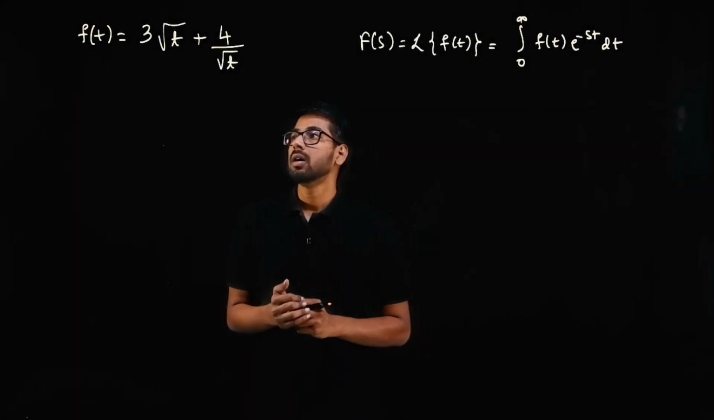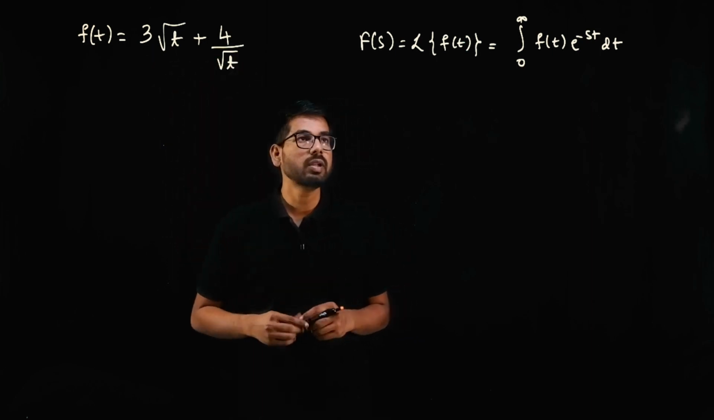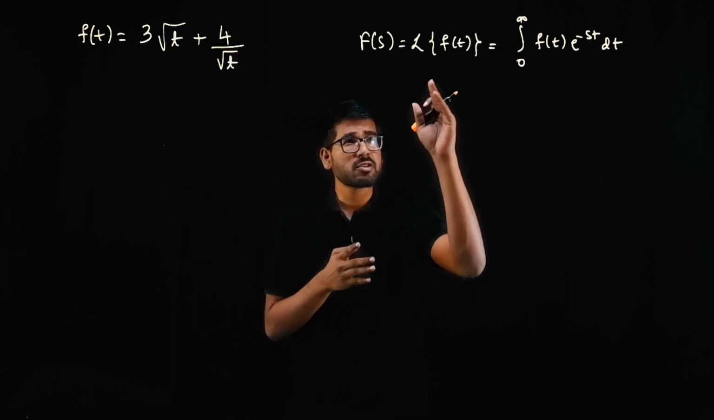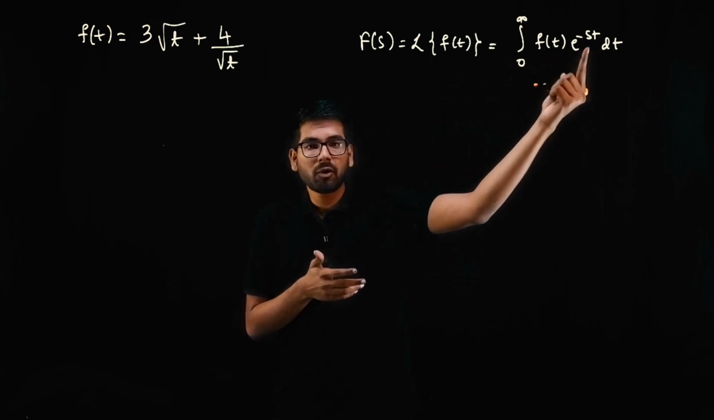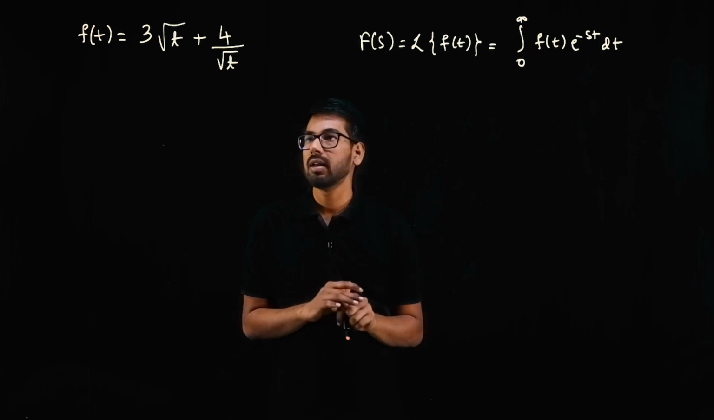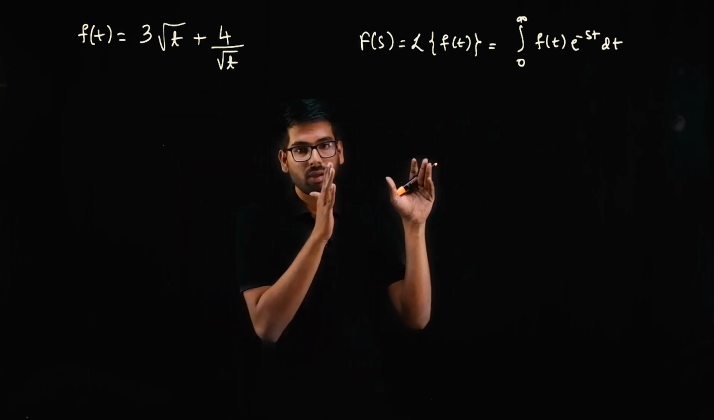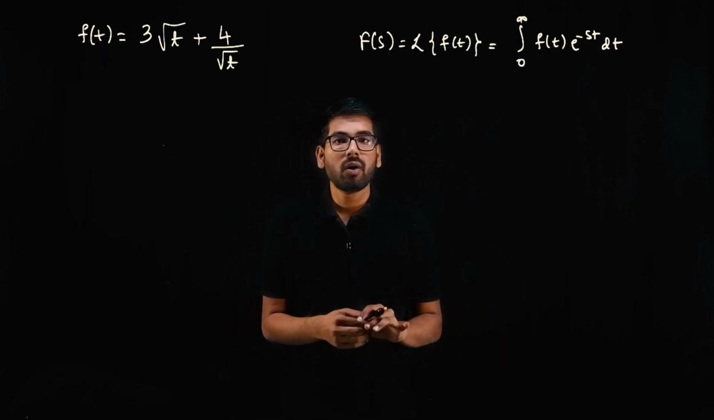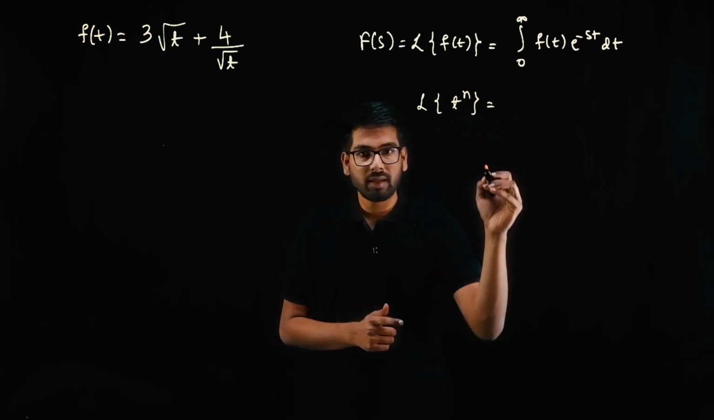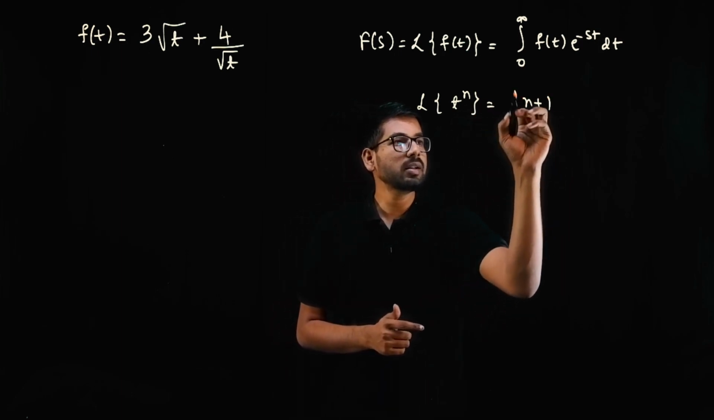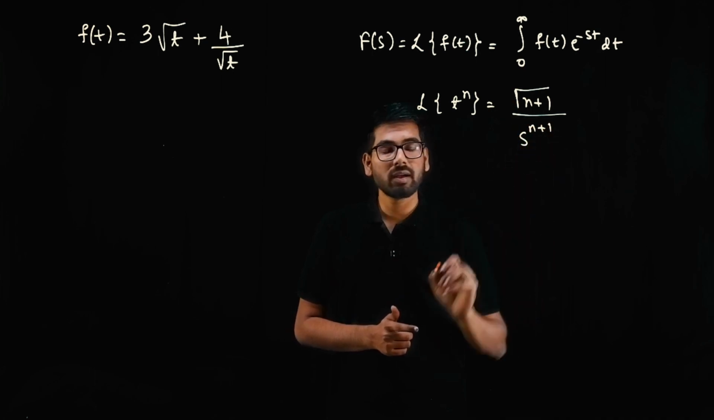So in this question, f of t is given as 3 square root of t plus 4 by square root of t, and we need to find f of s, which is the Laplace transform of f of t, which is actually the integral of the product of f of t and e power minus st with respect to t from 0 to infinity. But we don't actually have to integrate anything because we already listed basic Laplace transforms, one of which is Laplace transform of t power n is gamma of n plus 1 over s power n plus 1.